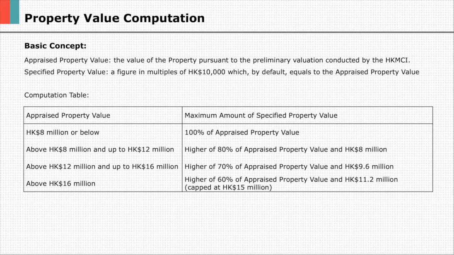And here we come to the next part, which is the property value computation. First, we would like to introduce the basic concept of the appraised property value, which is the value of the property pursuant to the preliminary valuation conducted by the HKMCI. Another term is the specific property value, which is a figure in multiples of Hong Kong 10,000, which by default equals the appraised property value. In the following computation table, you can find that different appraised property values will lead to a different maximum amount of specific property value. And you can find all the figures here.